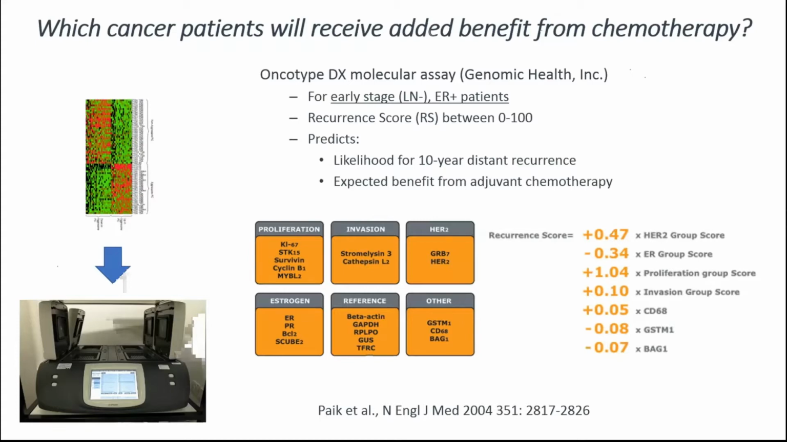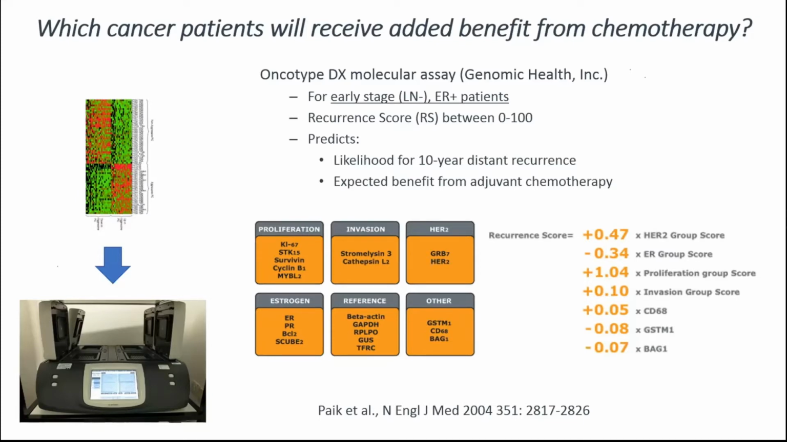In fact, perhaps the most famous companion diagnostic test that's out there is the one that's marketed by Genomic Health, now part of Exact Biosciences, Oncotype DX, a 21 gene expression assay that essentially allows for identifying which early stage ER-positive breast cancer patients will benefit from adjuvant chemotherapy.